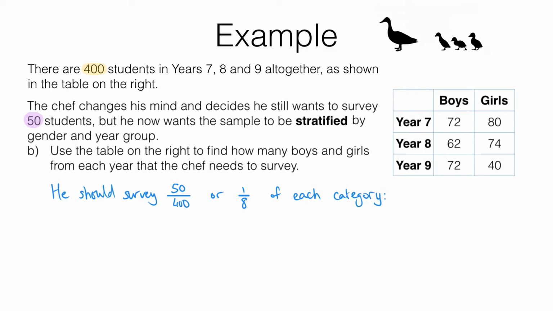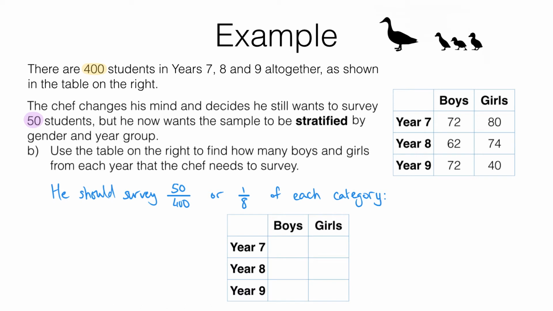I can create a table like this and simply find 1/8 of each of these numbers. Starting with year 7 boys, we've got 72 of those, and 1/8 of 72 is just 9. Looking at year 7 girls, we've got 80 of those. 1/8 of 80 is just 10. Now, let's look at year 8 boys. There are 62 of those, and 1/8 of 62 is not a whole number. And we've got the same problem with 74 for the year 8 girls. 1/8 of 74 is not a whole number.